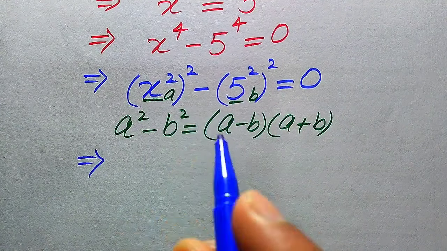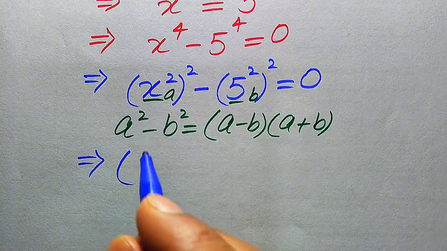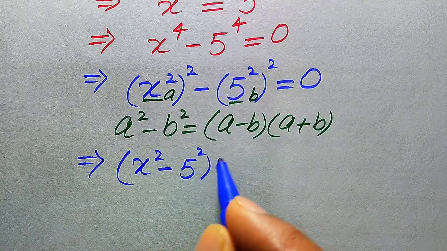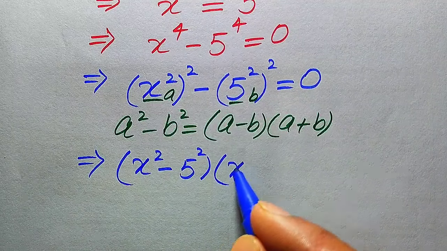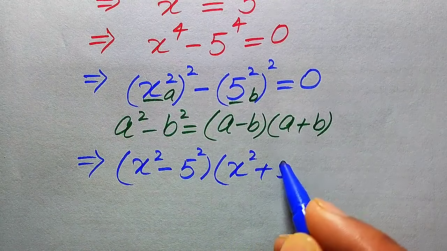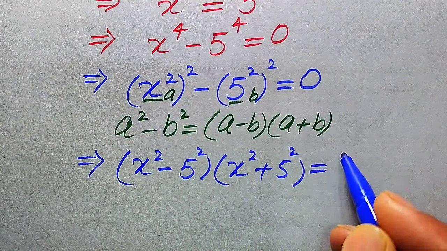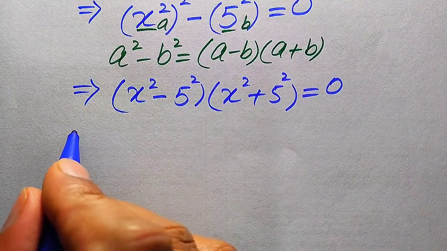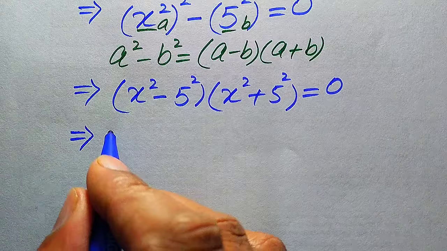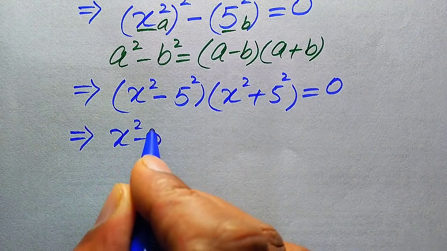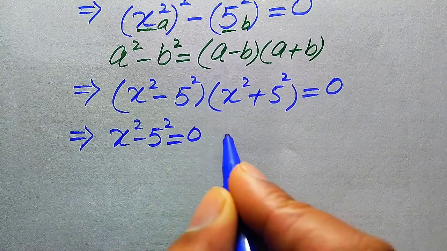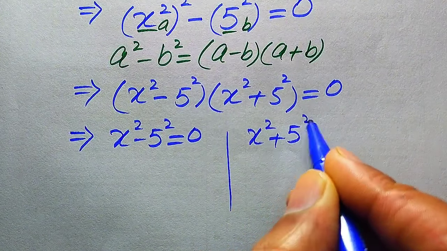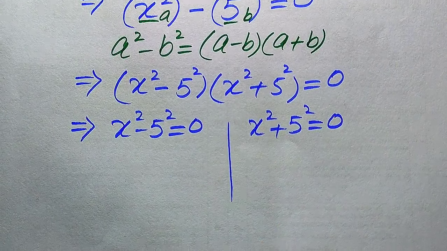So when we apply this formula to the above equation, it will be written as a minus b, where the value of a is x square and the value of b is 5 square, into, again we have a plus b, where a is x square and b is 5 square, and this whole equation is equal to 0. And now we divide this equation into two cases. The first case is x square minus 5 square equals 0, and the second case is x square plus 5 square equals 0.